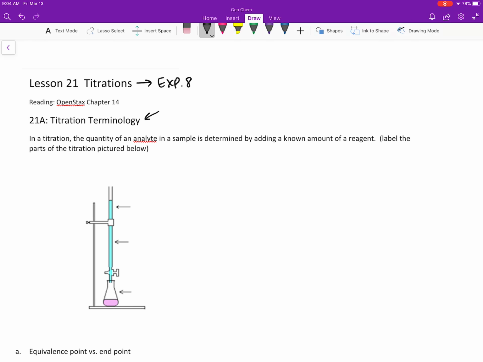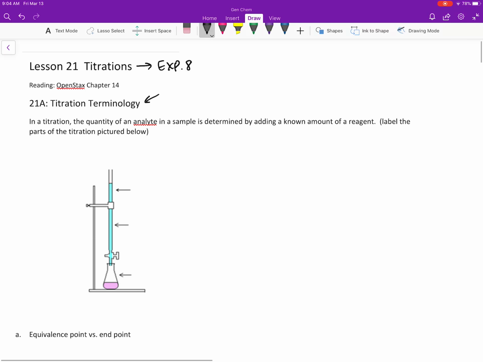So some important terminology. In a titration, you're going to have a couple of important pieces. But the goal of a titration is usually to quantify how much of an analyte we have in a sample by adding a known amount of a reagent. And we know this because we're going to know the mole to mole ratio. So if we know the amount of moles of this, then we can determine the amount of moles of that and determine its concentration.